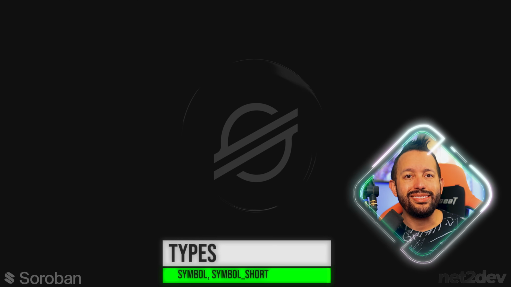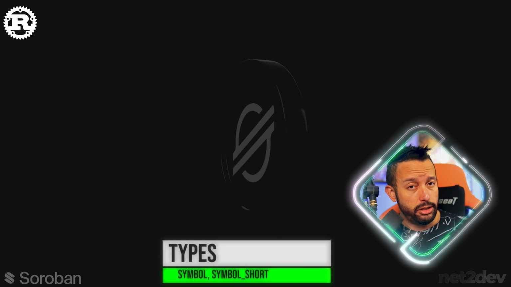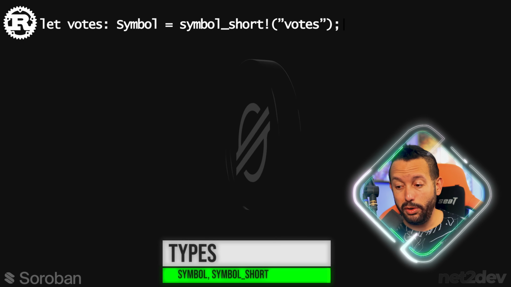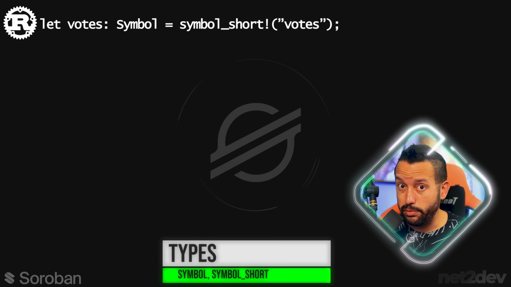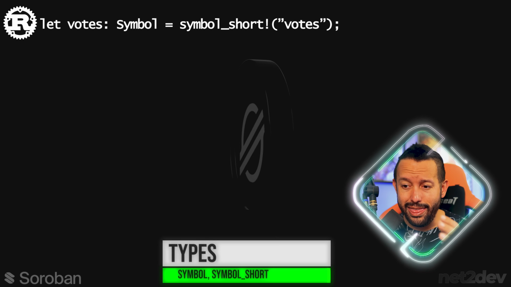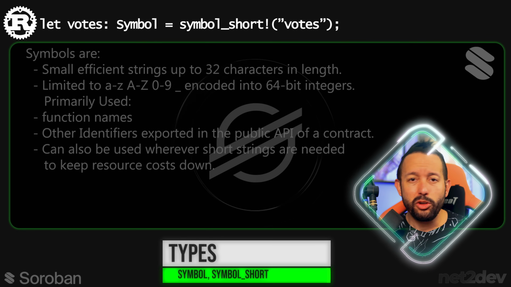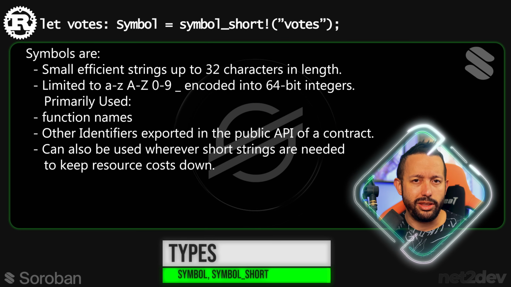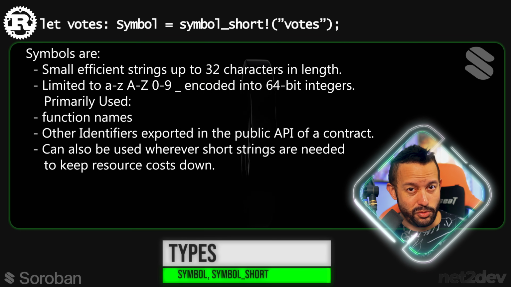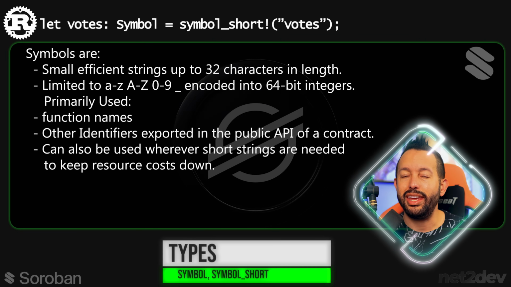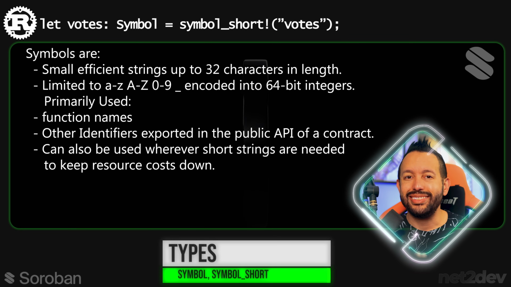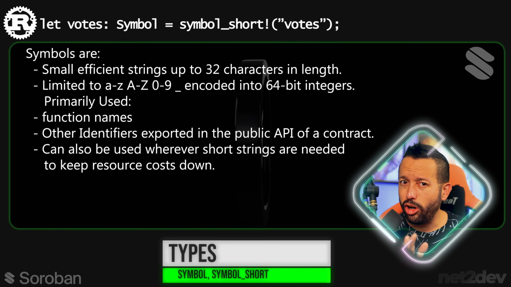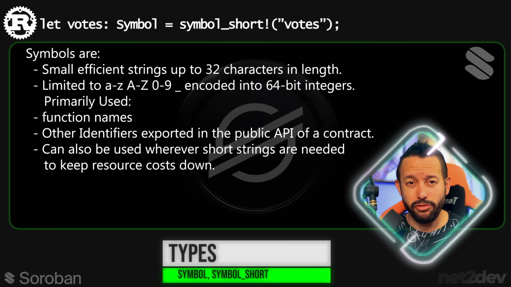I can use a symbol instead of a string to define a string. So what I can do is define it just like what we did with the integers. We can say let name of the string, but we are going to define this to be type Symbol equals symbol underscore short bang, and then we add the string. What we are doing here, the symbols are basically strings defined in the Soroban contract more efficiently. We cannot exceed 32 characters, which means that I cannot go past 32 characters in the string. Also, I can only use lowercase alphabet, uppercase alphabet, 0 to 9, and underscore. So those are the strings that I can work with if I define this to be a symbol.